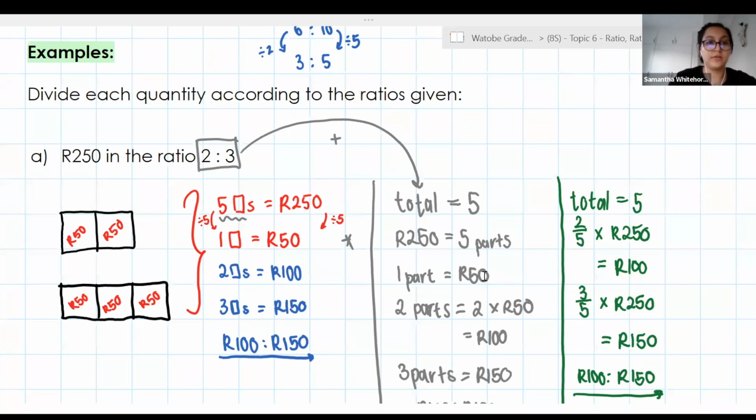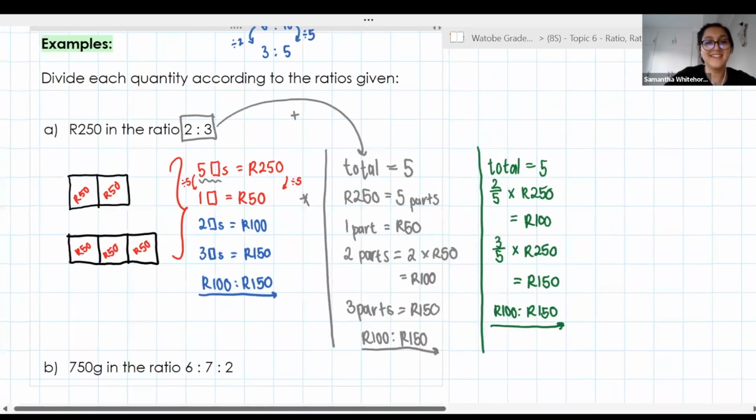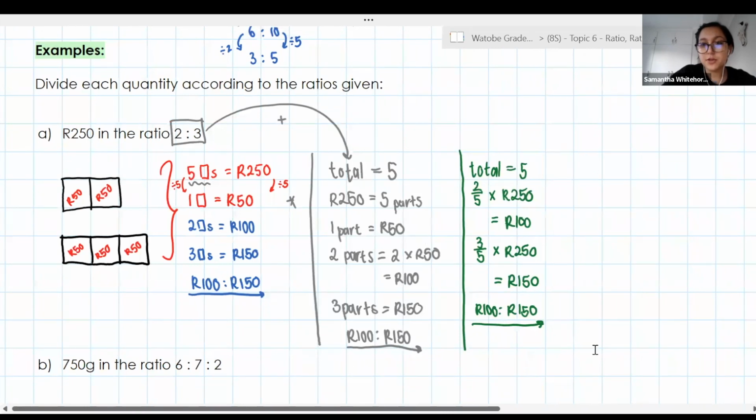Okay, guys, I hope you all have the screenshot. I want you to try question B. Pick the method that works for you. Draw your blocks, use your totals, use fractions, whatever you want. No teacher should ever tell you you have to do it a specific way. You do it the way that makes sense to you, and you will get the correct answer. So give question B a try, see what you come up with, put your answers in the chat, and then we're going to have a look.